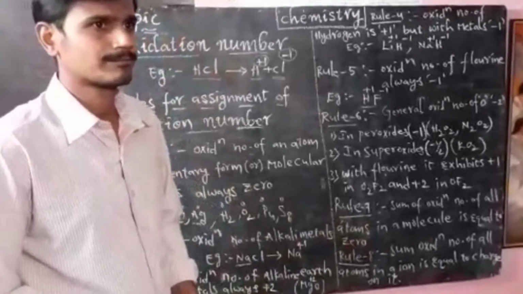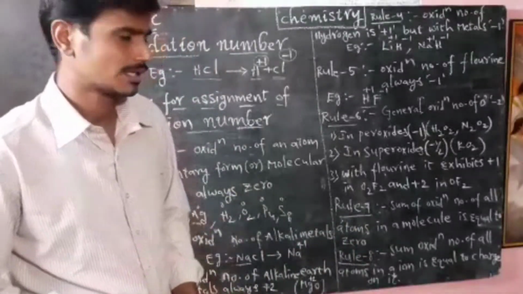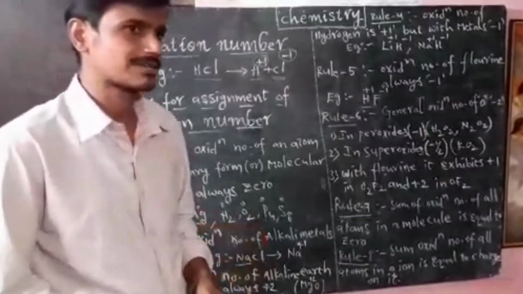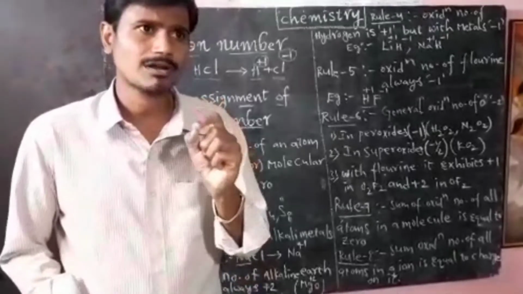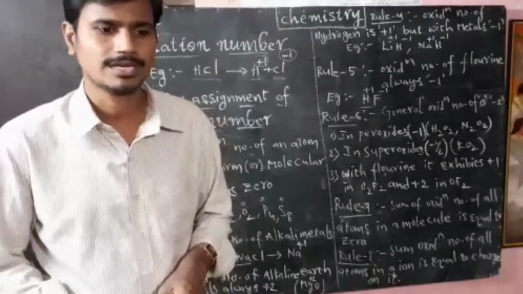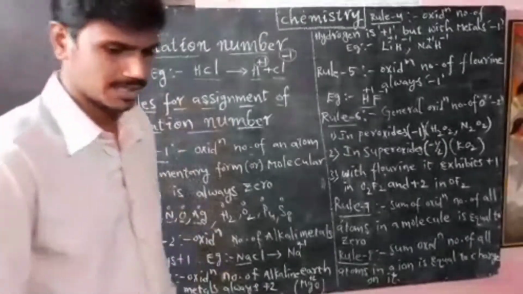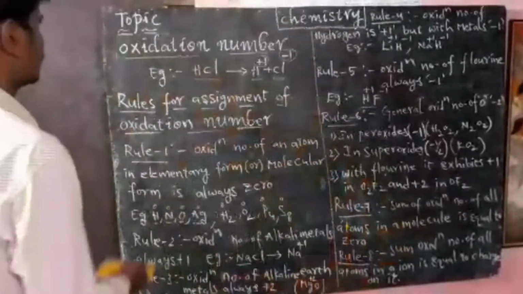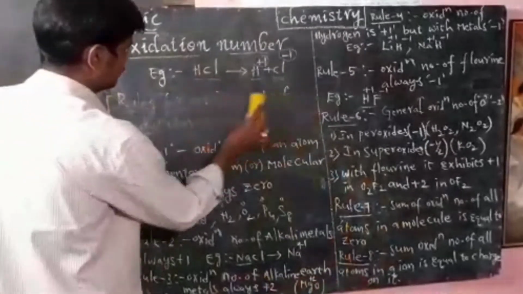Rule 7 tells us that the sum of oxidation numbers of all atoms in a molecule is 0. I will explain with one example. See here.